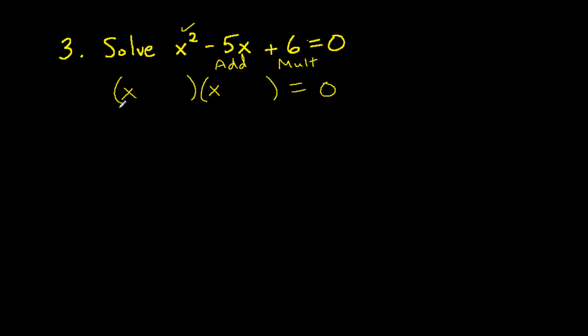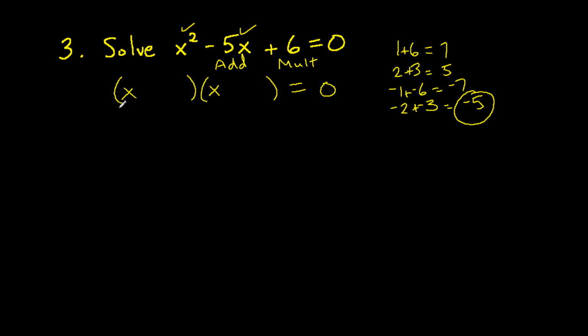So we need to think about all the numbers that multiply to be positive 6. 1 times 6, 2 times 3, negative 1 times negative 6, and negative 2 times negative 3. If we change the multiplication to plus and add these up, we get 7, 5, negative 7, and negative 5. So this is the combination we want. The two numbers that multiply to be positive 6 and add up to negative 5 are negative 2 and negative 3.